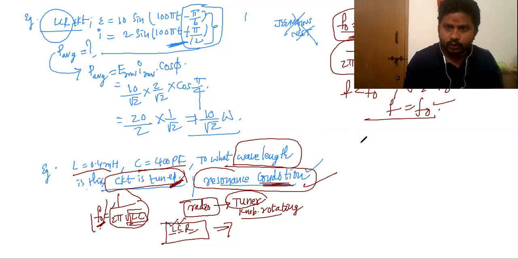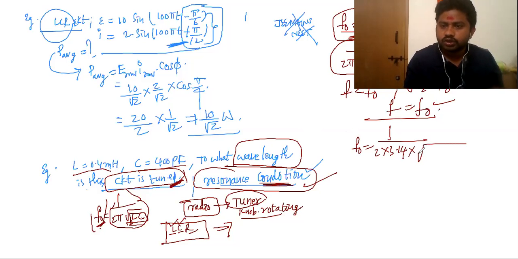So first find the frequency. What is the formula for frequency? F0 is equal to 1 by 2 into 3.14 into square root of L into C. What is L? 0.4 into 10 raised to minus 3 Henry. C is what? 400 pico. Pico is 10 raised to minus 12 farad. Understand?